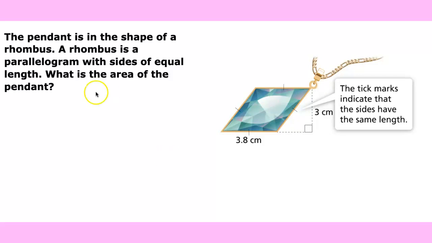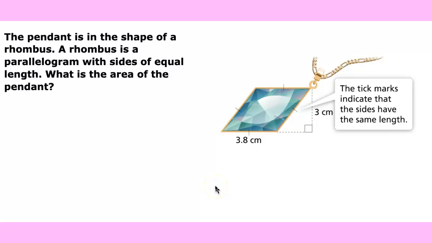Example number 2. The pendant is in the shape of a rhombus. A rhombus is a parallelogram with sides of equal length. What is the area of the pendant? This is the base, and the height is from one end to another, which is 3 centimeters. From here to here is the base, and from this point to that point is your height.